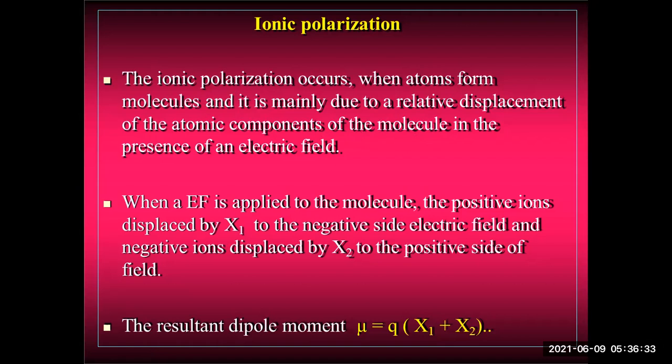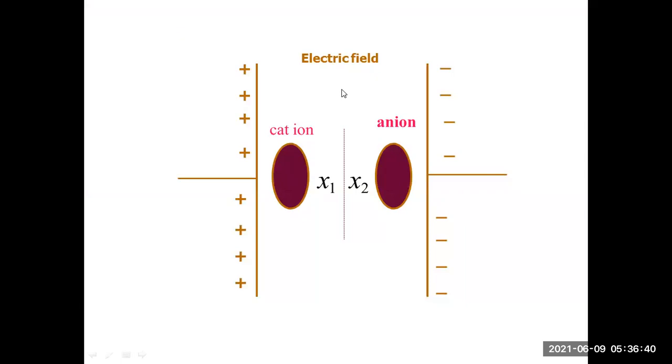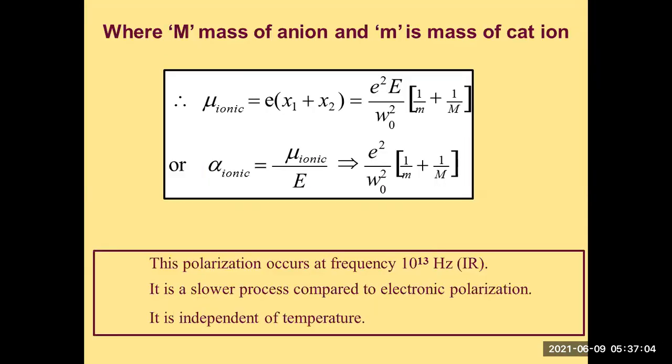What will happen is that there will be displacement of the ions, and I will show you that with this simple figure. Let us consider there is a cation, and when we talk about ions, the first example that comes to my mind is NaCl. When NaCl is in the presence of the electric field, the cation and the anion are displaced. This is shown by this schematic diagram. Such type of polarization is known as ionic polarization, and it occurs in NaCl, KCl, and so on. Potassium chloride and sodium chloride are examples in which ionic polarization occurs.